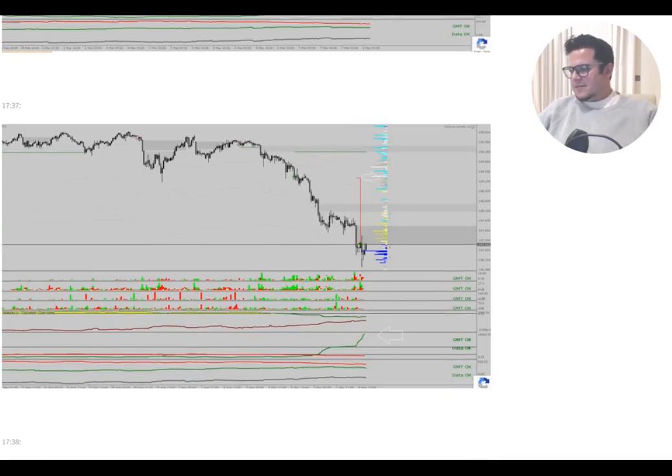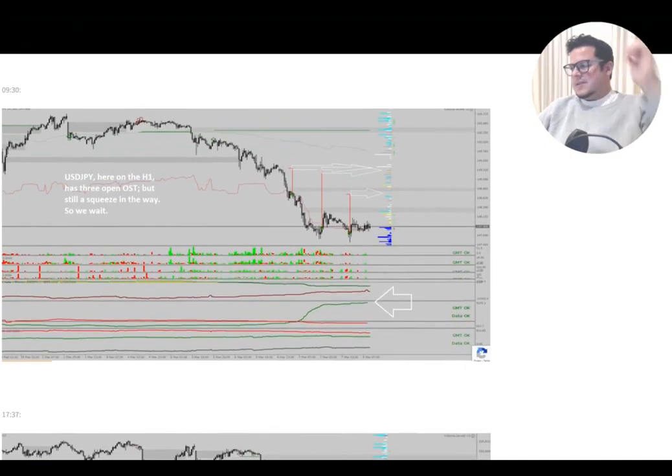But we need to first wait for that to happen. But then, as you can see, everything makes sense. Dollar yen will come up, the dollar pairs will come down. That's why they're negatively correlated, okay?